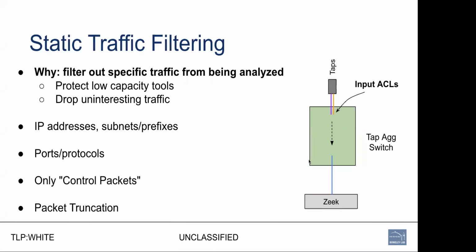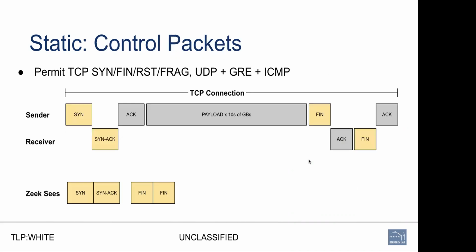One of the ways you can do filtering is static ACLs based on IP addresses, prefixes, port numbers, protocols. You can also do what we refer to as control packets, and I'll show an example in a second. And then you can do packet truncation, where you're saying, take the first X number of bytes in any packet, accept that, and then drop the rest. Control packets, you can think of as matching on TCP header flags, for example. We do this for SYNs, FINs, resets, and fragments. And then we also just accept UDP, GRE, and ICMP traffic.